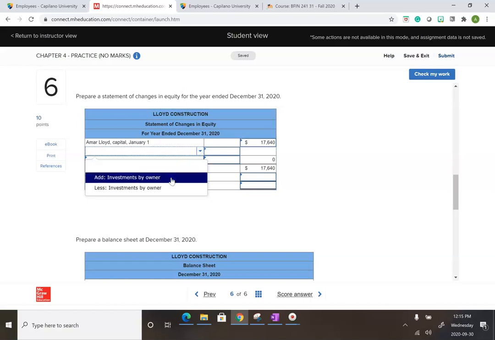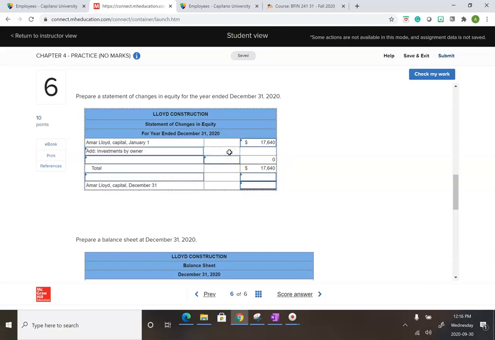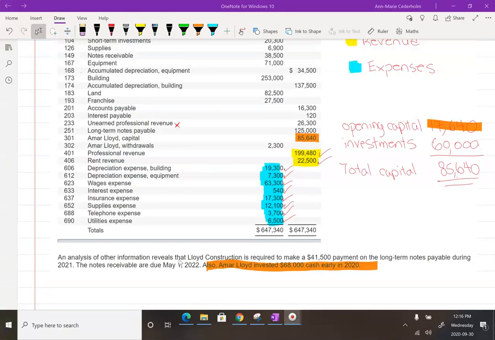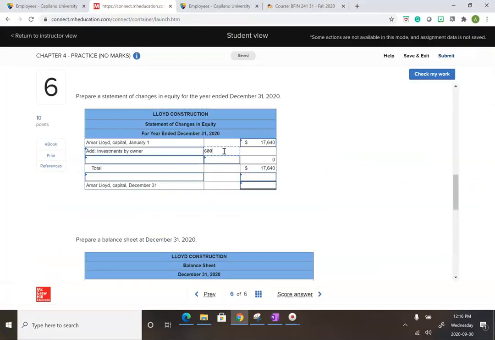Now I'm going to put in the investment by the owner. So we always do this one next. And that was that other amount, which was the $68,000. And again, I'll show you where that came from. Here's the $60,000. So I'm going to move that into my template. So now I'm taking my original capital plus my investments. Oops, I should have typed that in at 68.